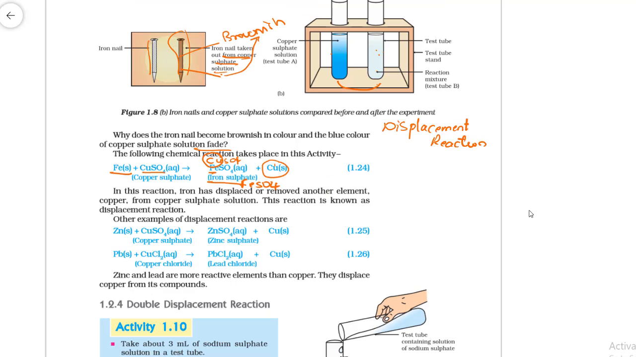So this kind of reaction is known as what? Displacement reaction. One element is displaced by another element, and that type of reaction we are going to call as displacement reaction. So we are having some few more examples. Zinc and copper sulfate solution. Here the zinc is going to replace the copper, so we got zinc sulfate. Lead plus copper chloride, and here copper is displaced by lead. We will get lead chloride and copper is separated. Okay, so here zinc and lead are more reactive elements than copper.